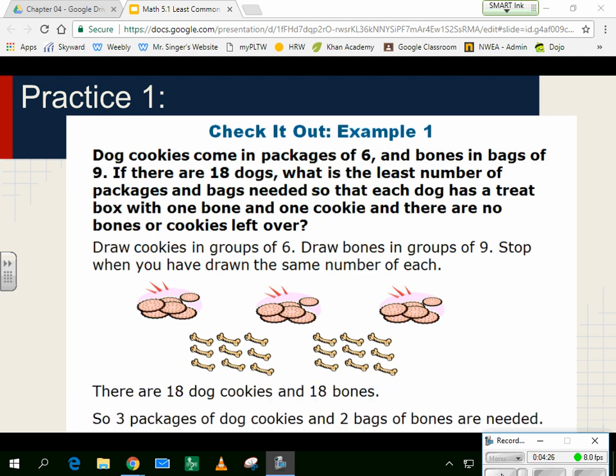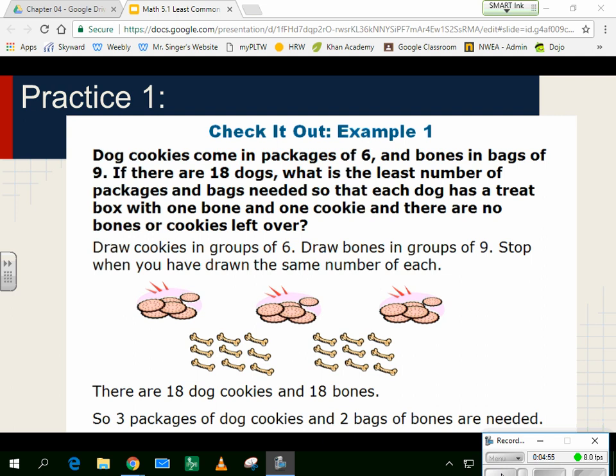So you probably noticed that when you bought a package of 6 cookies and then looked at the package of bones, it doesn't work. So then you buy more cookies. Now you have 12 cookies and only 9 bones. So you're like, I got to buy more bones. And then you realize, oh, I don't have enough cookies. And you keep buying until you find it. You'll find out that 18, that magic number, means you need 3 packages of cookies and 2 bags of bones. I hope you did really well on that one.